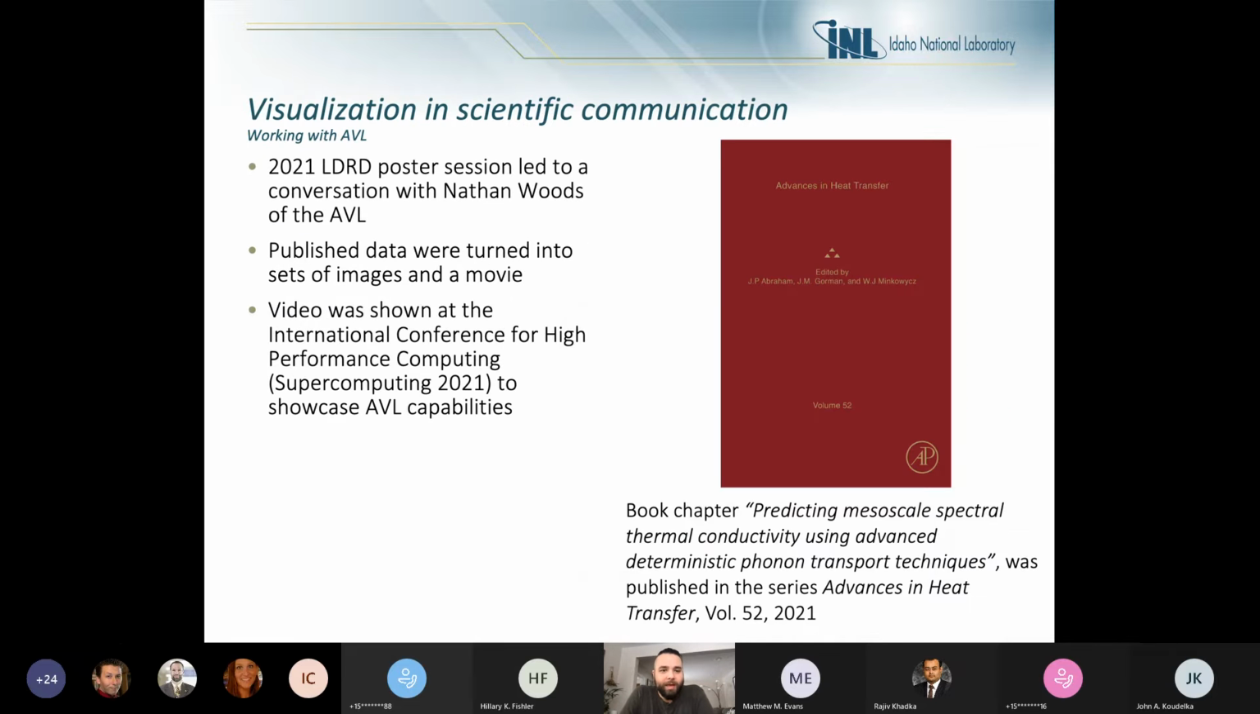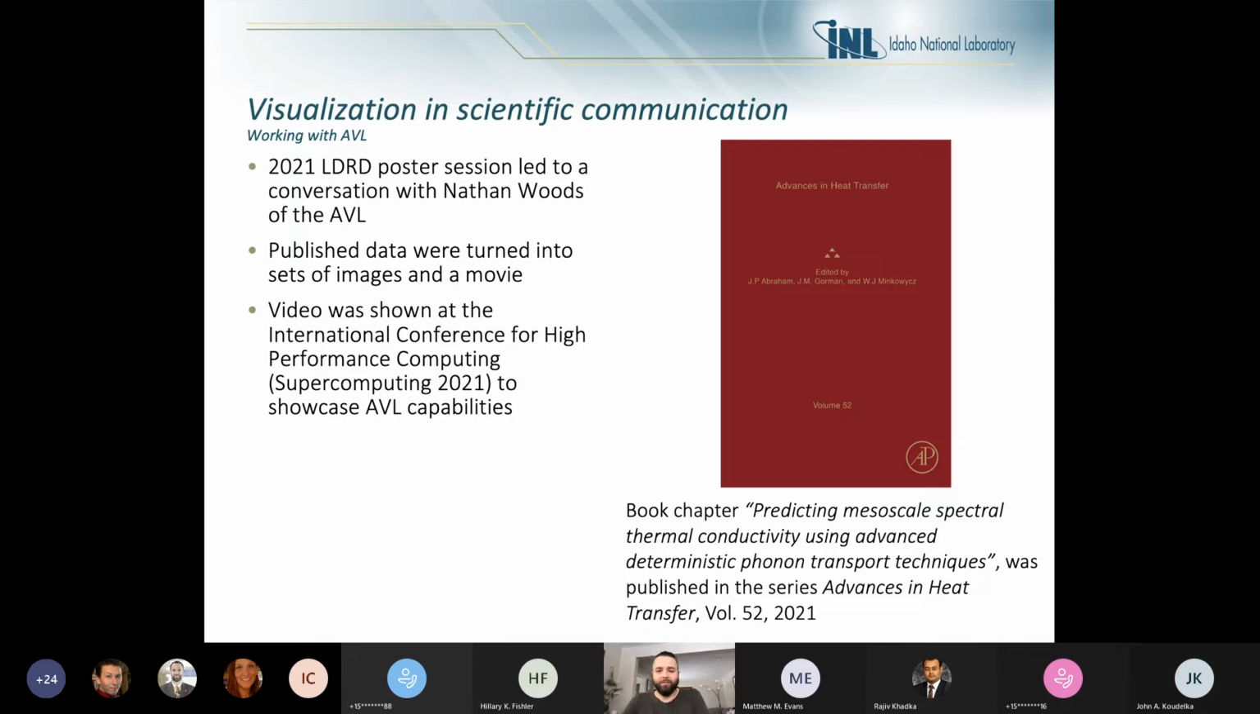So I spoke with Nate Woods back at the end of 2021 at the LDRD poster session, and he explained to me that he was going through each person's poster presentation, just seeing what cool pictures they had. He's a visualization researcher at the AVL, and we struck up a conversation, and that led to some collaboration later on. He was really interested in turning some of the data that I was presenting into something a little finer. I thought I had something pretty cool going on, but I had no idea what he could do and what AVL could do.